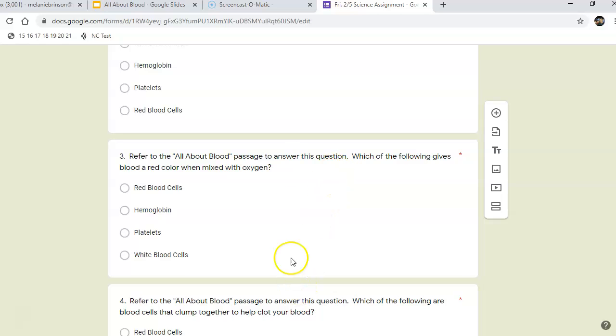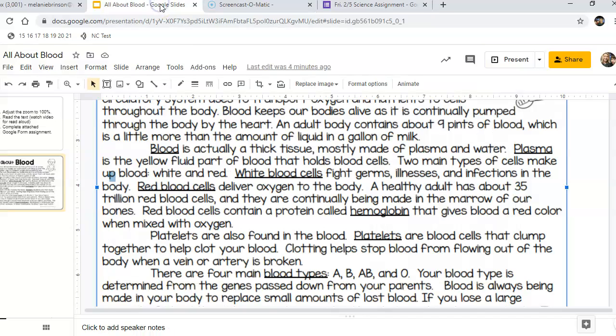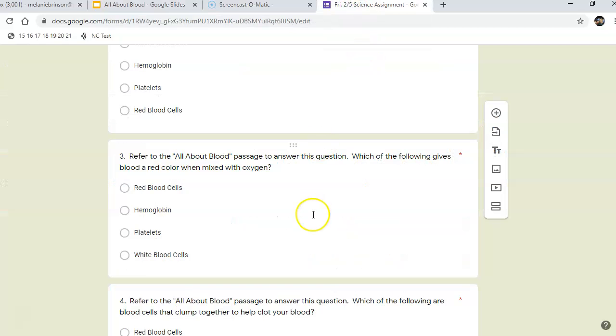So this is really important that you go back to the passage because there's one that looks right. And that's not always the case, is it? Because we're saying according to the passage. Red blood cells contain a protein called hemoglobin that gives blood a red color when mixed with oxygen. So it's this guy right here that gives it the red color, and that's what the question's asking. Which gives blood the red color it has? So is it red blood cells, hemoglobin, platelets, or white blood cells?